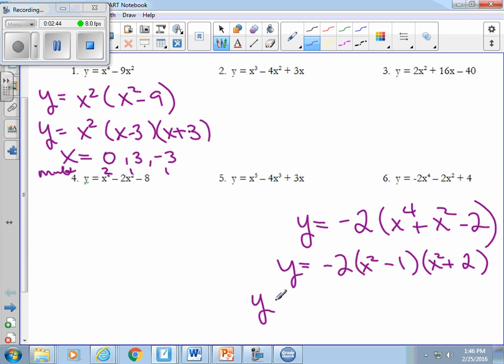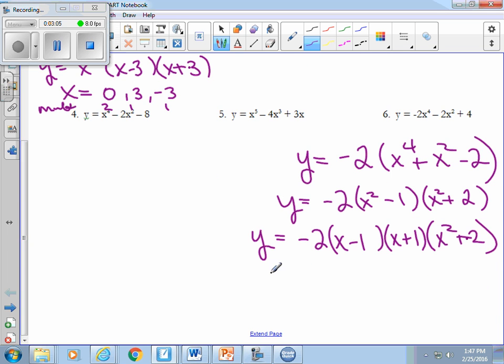Does this factor any more? X squared minus 1, isn't that another difference of perfect squares? What does it factor to be? Very good. Now we need to find x, and it turns out this is slightly difficult. Now the x equals 1 and -1 aren't too hard to find. But the x squared plus 2, I need to do a side note.